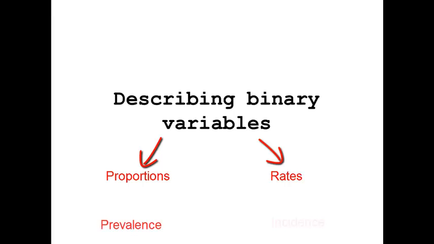In this video, we discuss proportions and rates, which are ways of presenting dichotomous data. As we're interested in their application to describing health and disease, we'll pay particular reference to understanding the terms prevalence and incidence and their distinction. Prevalence is a type of proportion, while incidence is a type of rate.